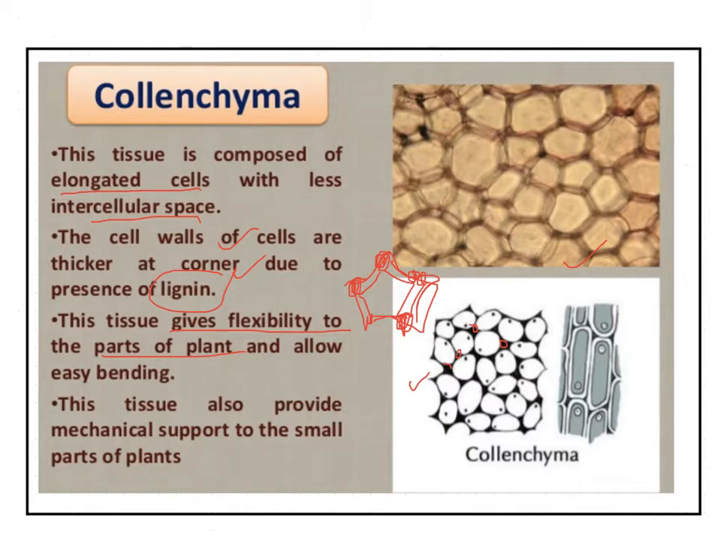Now you must have seen, dear students, जब a new plant is growing, you bend its branch. आप उसकी branch को पकड़िए, नीचे bend करिए and leave it. The branch will automatically go to its original position. ठीक है, ऐसा होता है? Yes. So the branch will automatically reach its original position. So this is because it is made up of collenchyma.